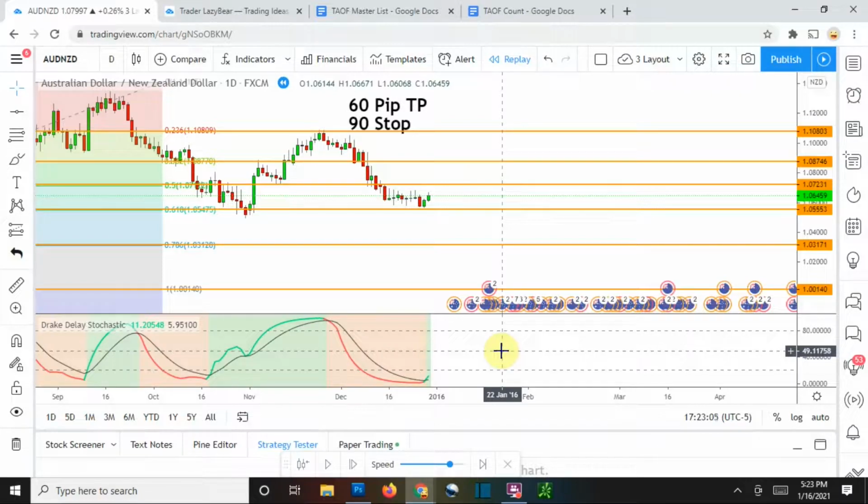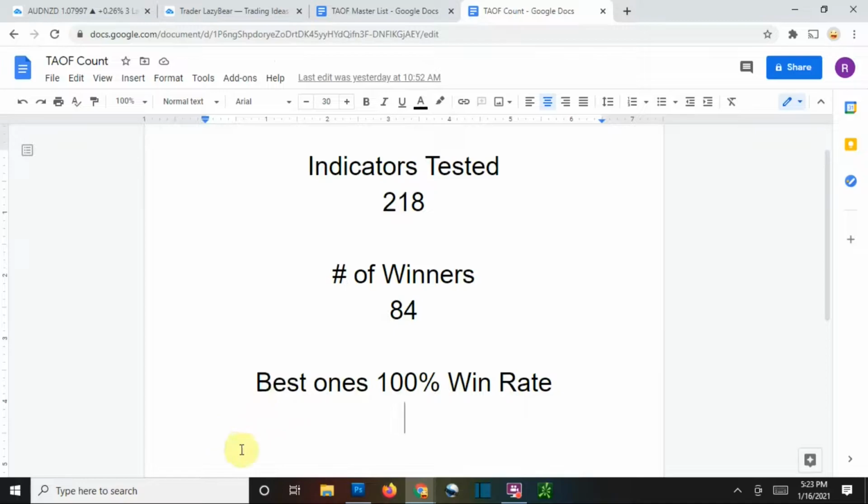Alright, as I said, today we will be looking at the Drake delay stochastic indicator. But before we do, I wanted to put the indicator scoreboard up for everyone to see.